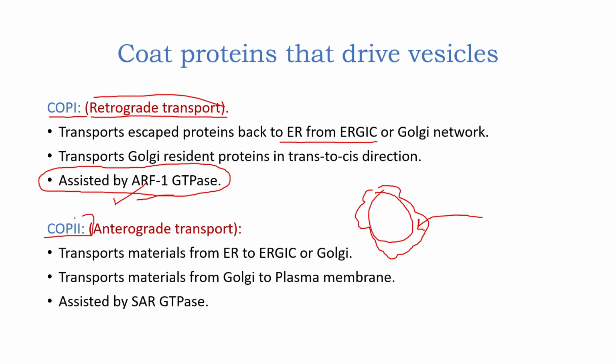The next coat protein is the COP2 coat protein, which is responsible for anterograde transport. Anterograde means forward direction, whereas retrograde means reverse direction. So it transports materials from the ER to ERGIC or Golgi, from ER to ERGIC or ER to Golgi or ERGIC to Golgi. It transports material from the Golgi to the plasma membrane. And the adapter protein which is involved here is the SAR GTPase. Again, SAR is the adapter protein and GTPase because it is dependent upon GTP hydrolysis activity.